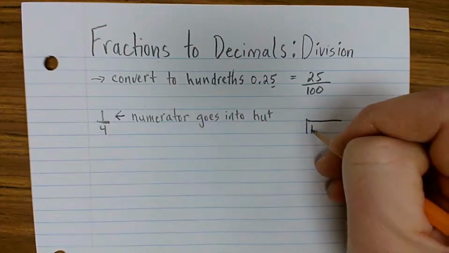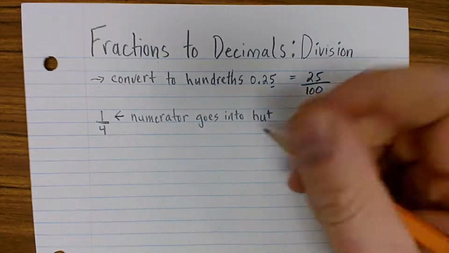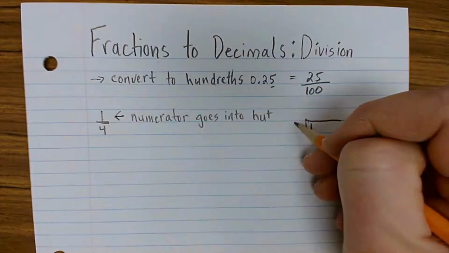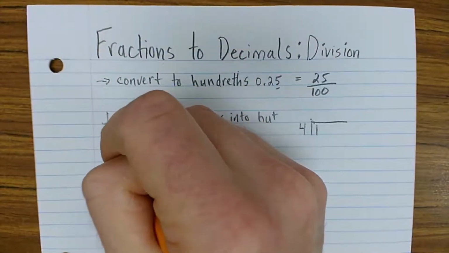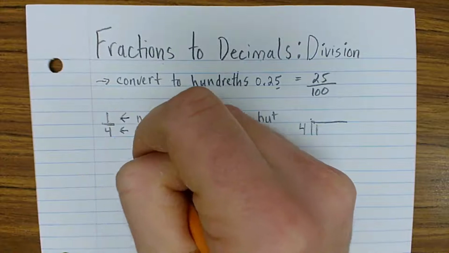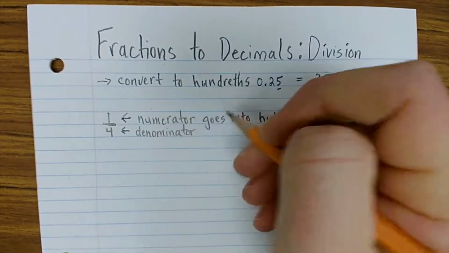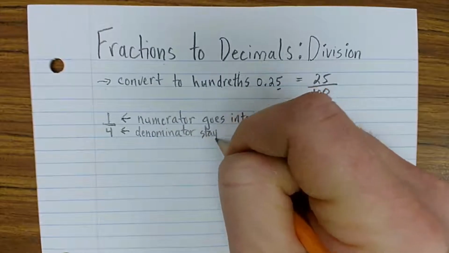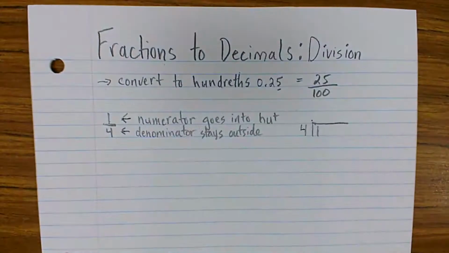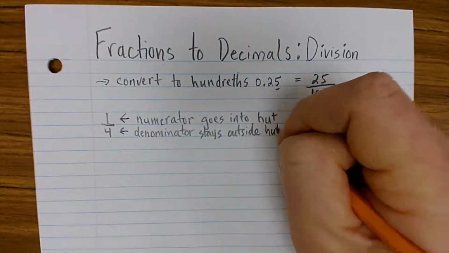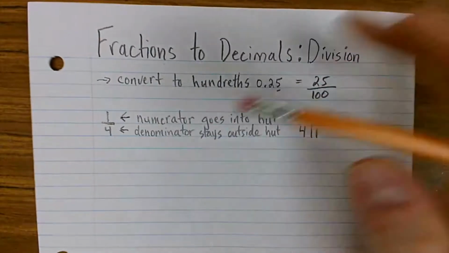So my numerator in this case is 1, and that's going to go into the hut, which means my denominator is going to stay outside of the hut. So I'll just make a little arrow. Denominator stays outside hut. Okay, so let's start our division sequence.